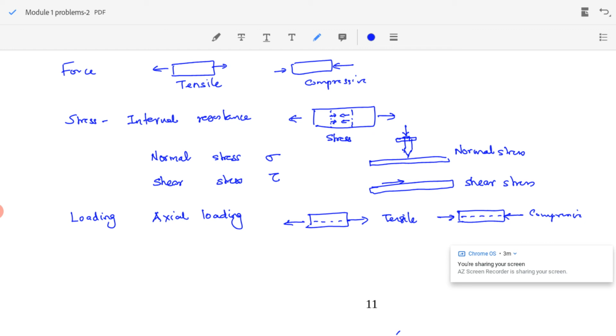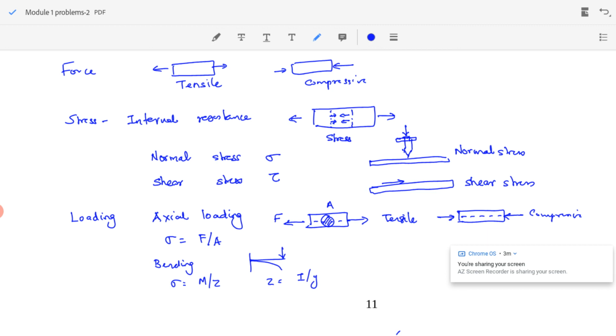For axial loading, our equation is stress equal to force per area, sigma equal to F by A, where A is the area of cross section and F is the load applied. The next type of loading is bending. For example, if a cantilever is loaded, it will produce a bending of the beam, and the bending stress is denoted by sigma equal to M by Z, where Z is the section modulus, I by y.